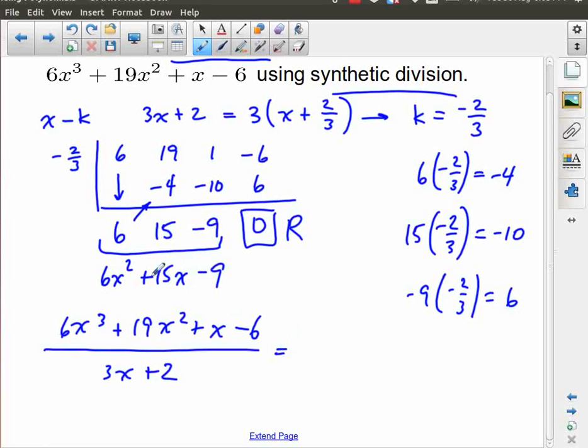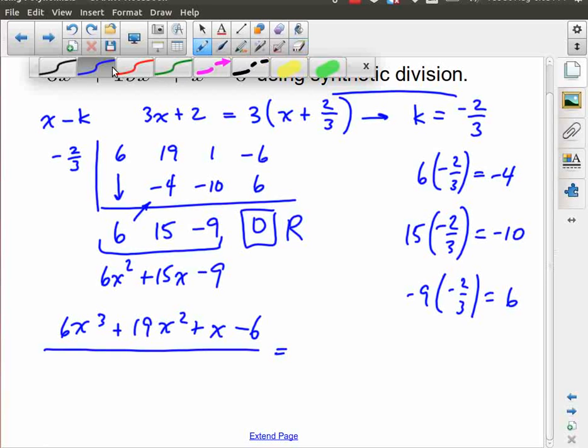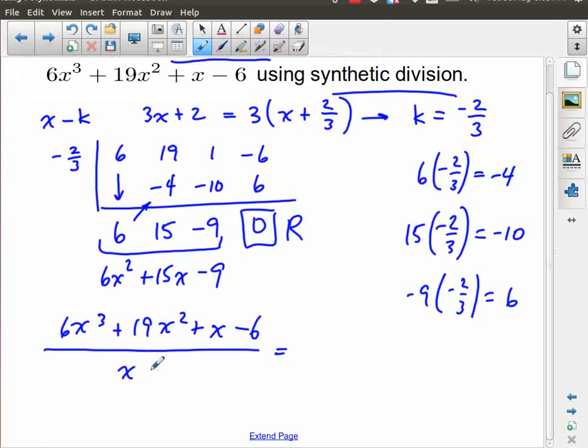And we found, well, hold on. No, we didn't do that, did we? This is the whole reason why I wanted to write this out. What did we actually do? We divided by this x, right? When I did this part, this is only doing the x minus k part. It's ignoring this 3 in front. So far what we've done is we have divided by x plus 2/3.